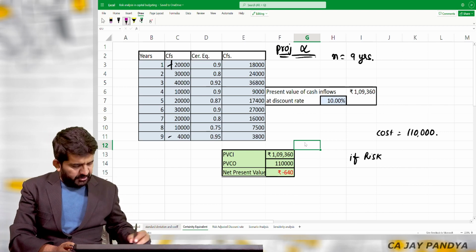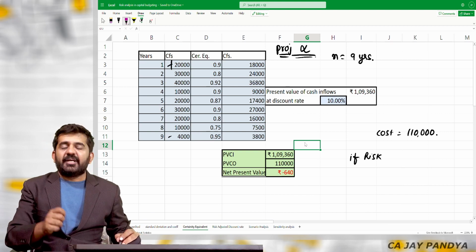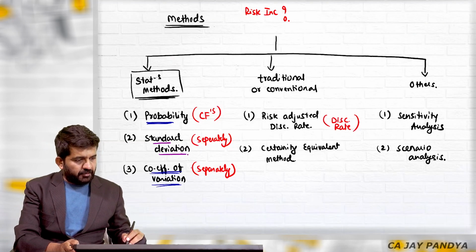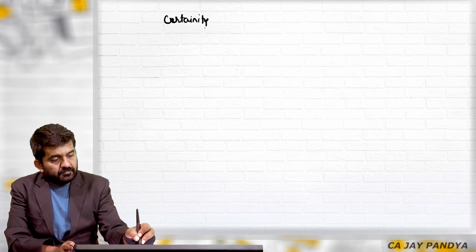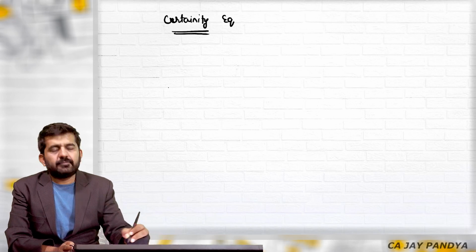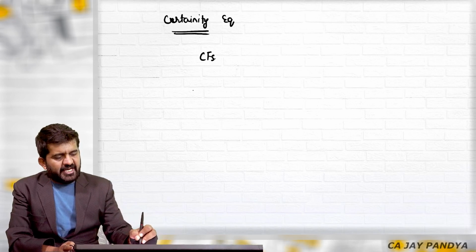Let me go to another method. Certainty equivalent. Let us go to certainty equivalent. How did we do it? Certainty equivalent method. It is just cash flows.